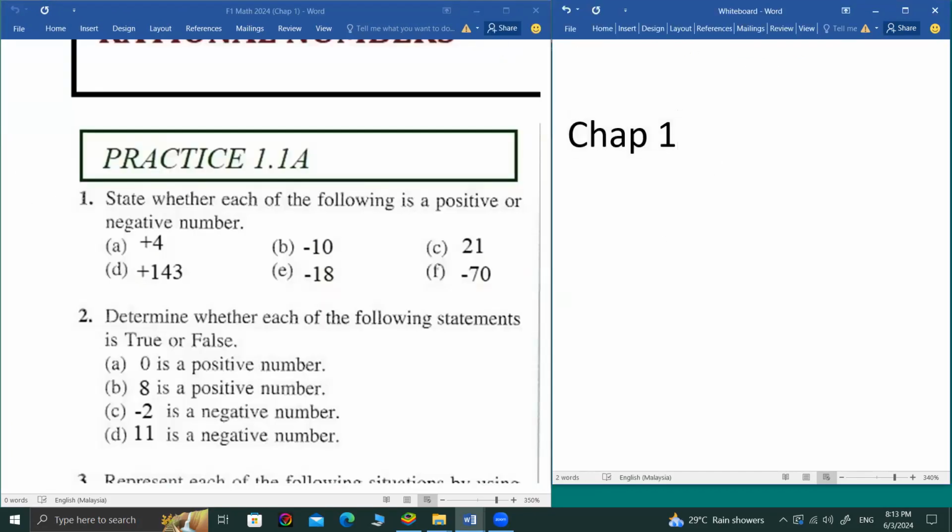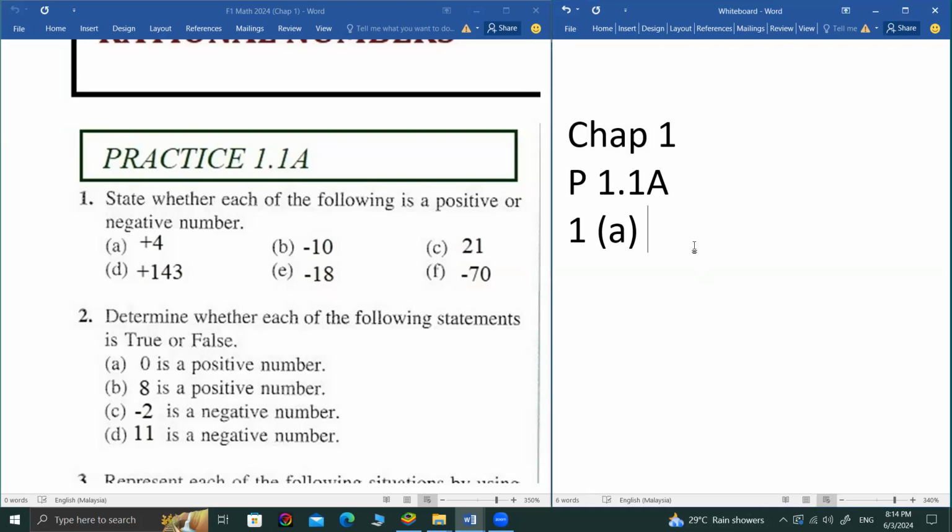Okay, so you write down practice 1.1a. State whether each of the following is a positive or negative number. In exam, you write in full, positive number, negative number. But for my practice, I just ask you to go a bit short form way. But remember, in exam, you write in full.